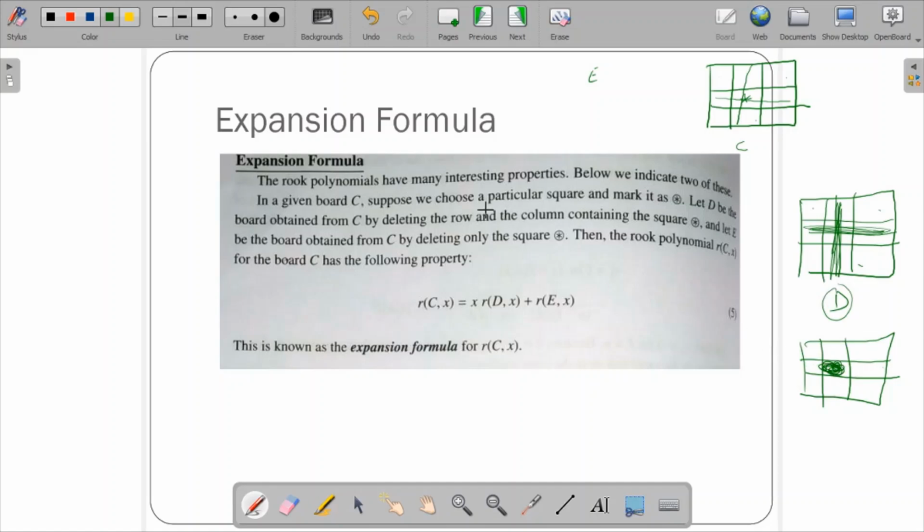So that's what you see here. Let D be the board obtained from C by deleting the row and the column containing the square star. Let E be the board obtained from C by deleting only the square star. Then the Rook polynomial R(C, x) is x times the Rook polynomial of D of x plus the Rook polynomial of E of x. The Rook polynomial of D of x is again our same formula.